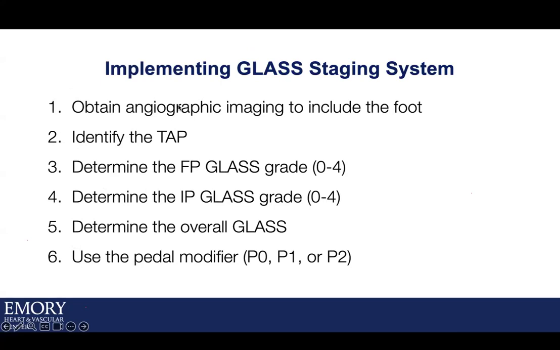And so to implement the GLASS staging system, you have to go through steps. We talked about imaging, and then identifying the TAP, and we'll talk about it in more detail in the next slide. After identifying the TAP, you have to calculate the femoropopliteal grade and then the infrapopliteal grade, and then you come up with the final GLASS stage. And after the GLASS stage, you have to look at what we call the pedal modifier, and we'll mention that also in detail to explain what that means.